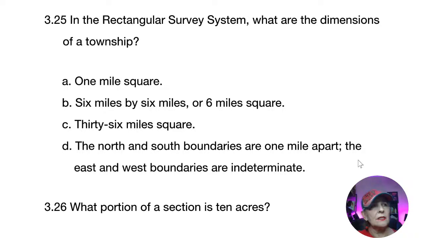In a rectangular survey system, what are the dimensions of a township? A, 1 mile square, or B, 6 miles by 6 miles, which is 6 miles square, or D, the north and south boundaries are 1 mile apart. The east and west boundaries are indeterminable.